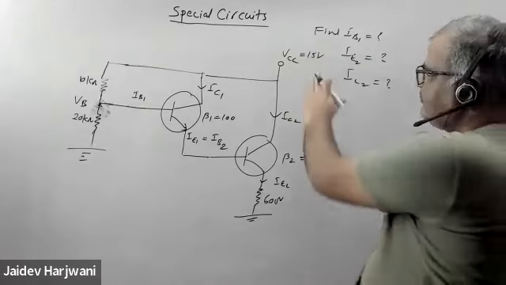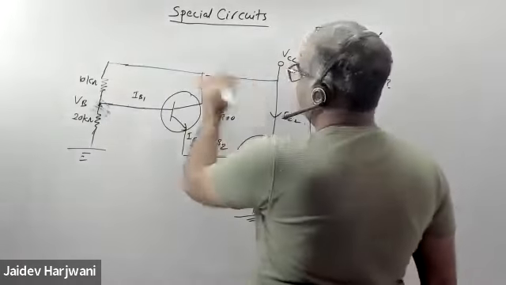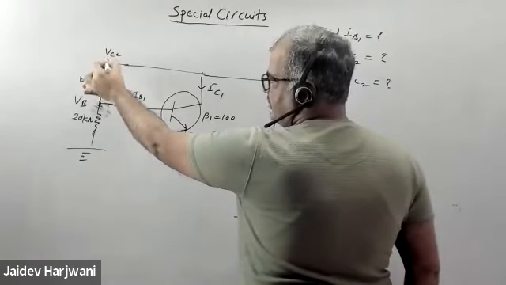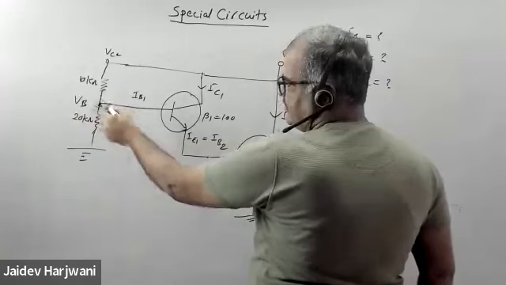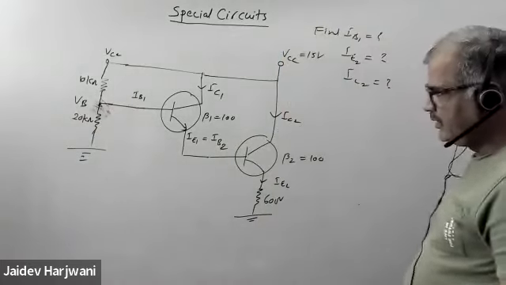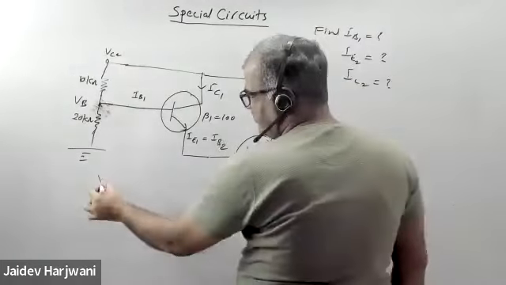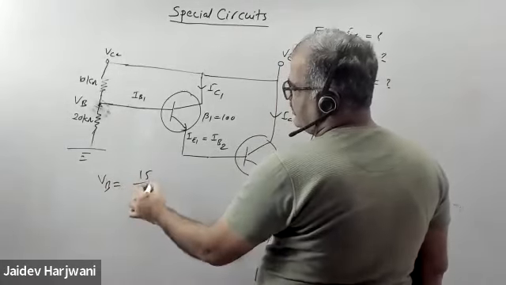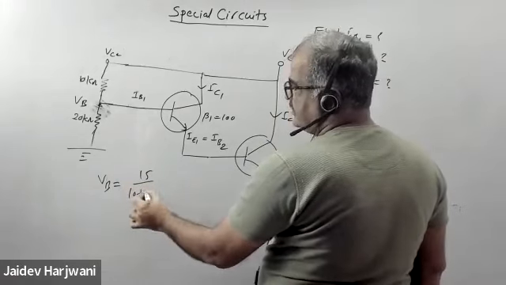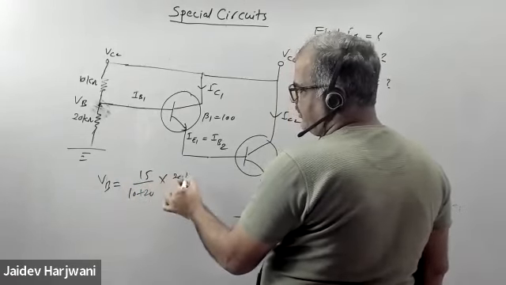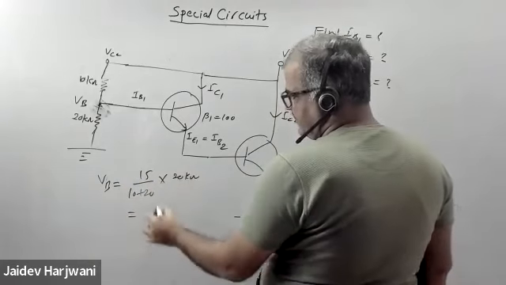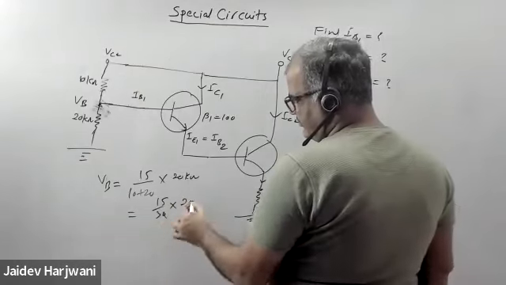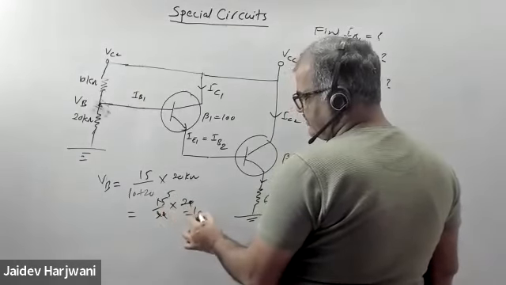Once you know VCC, this VCC is coming here, and this total voltage is dividing here because we are assuming IB is 0. So you can find the voltage VB. VB will be VCC, that is 15 upon 10 kilo ohm plus 20 kilo ohm, into 20 kilo ohm. So this becomes 15 upon 30 into 20. This comes as 10 volt.